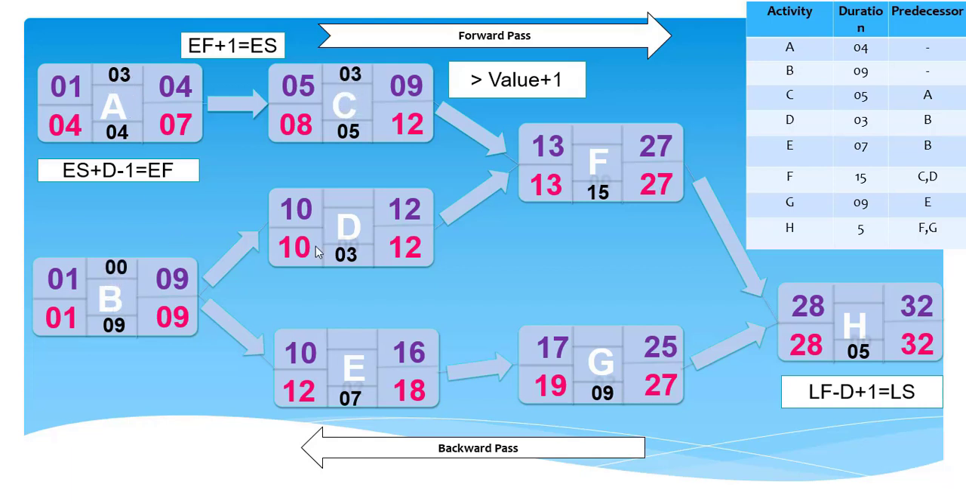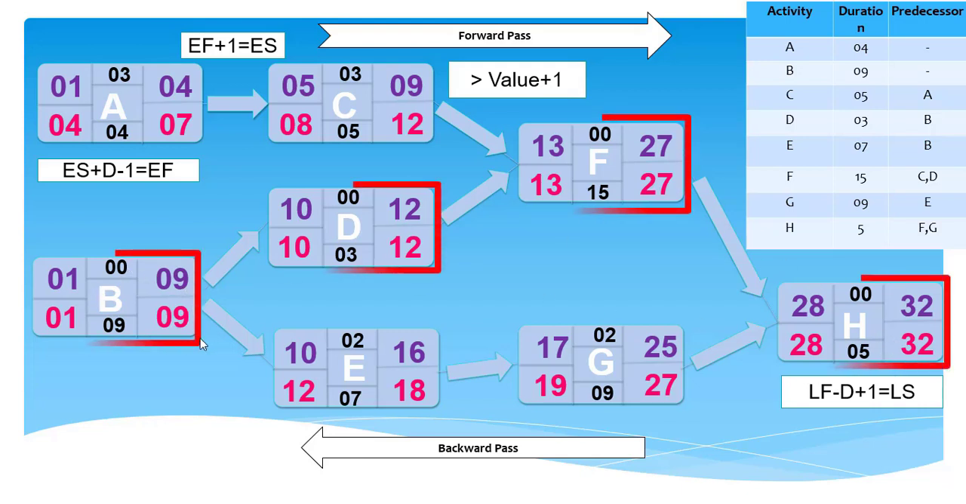Now similarly you can see some activities have zero float. You can see over here we have zero float at activities B, D, F and H. So it means that we cannot delay these activities. If we delay these activities, it will affect the whole project duration. These activities are called critical activities and the path is called the critical path.